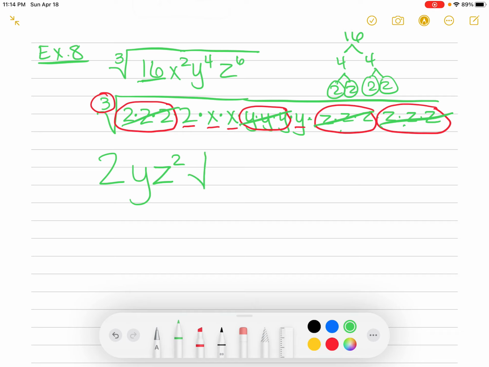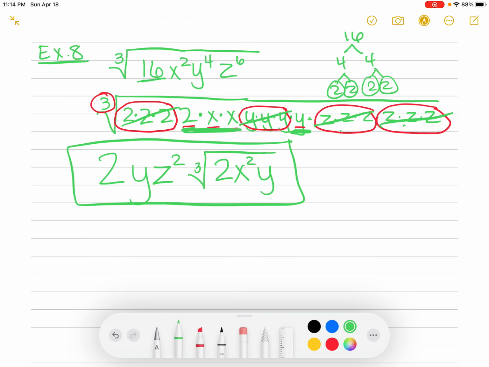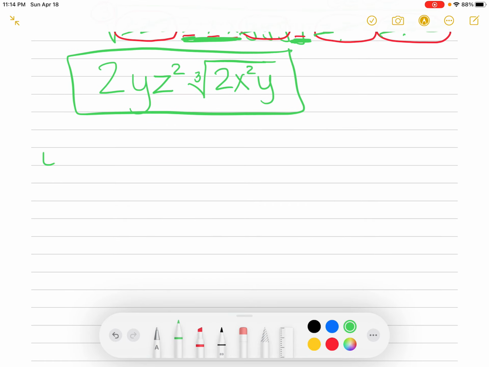Okay, and then inside the cube root, I'm going to have what's left over, what I didn't circle. And that's going to be 2x squared y. So it's all the things I underlined. So here's my 2x squared and my y. And that's my answer. It looks pretty big, but it's really simple to do. Okay, so now you're going to do example 8b on your own.